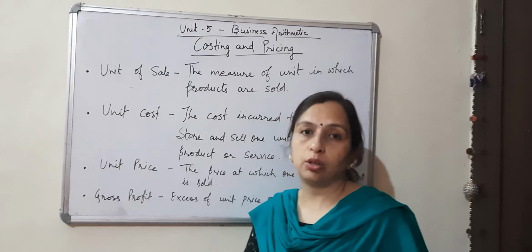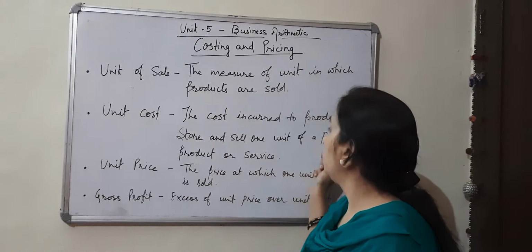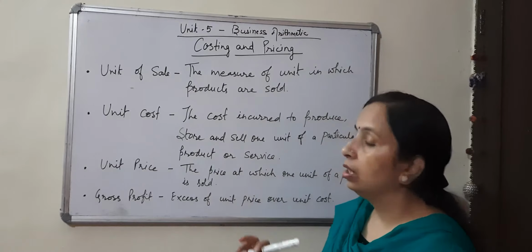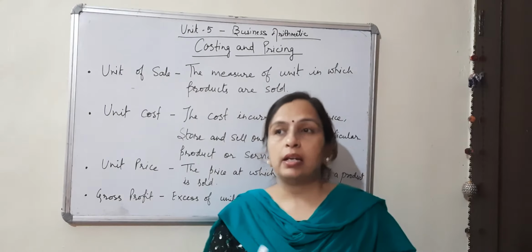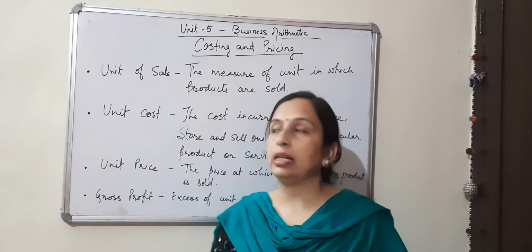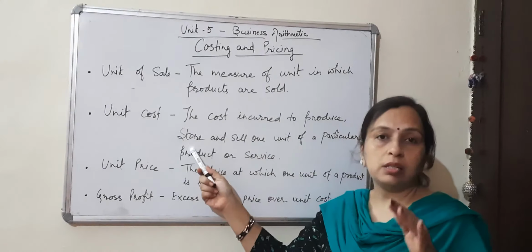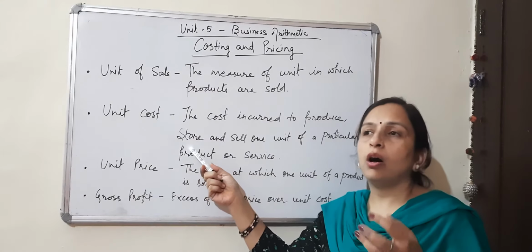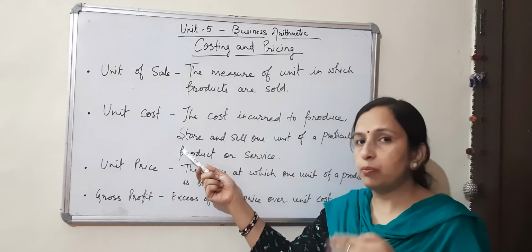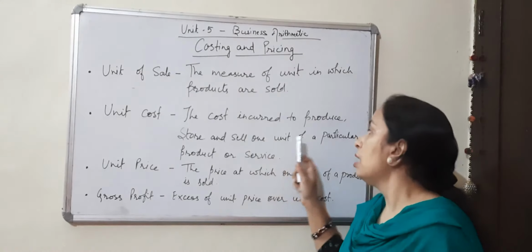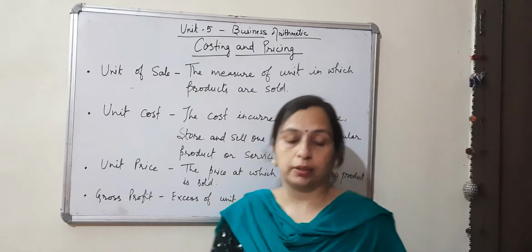Now next is unit cost. It is the cost incurred to produce, store and sell 1 unit of a particular product or service. That means it is the amount incurred either when you are producing, or after production you are storing, or if you are not producing, you are purchasing the product from someone else, storing it and then selling it. So that is 1 unit of a particular product.